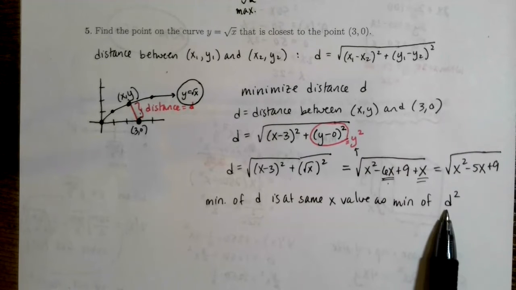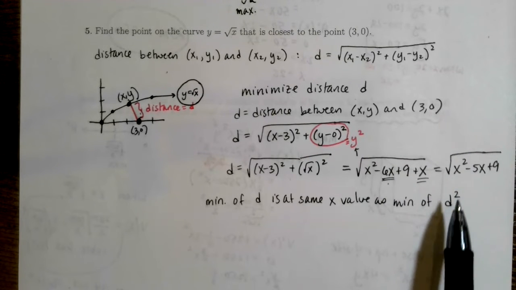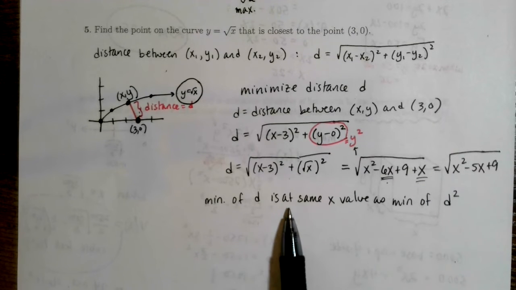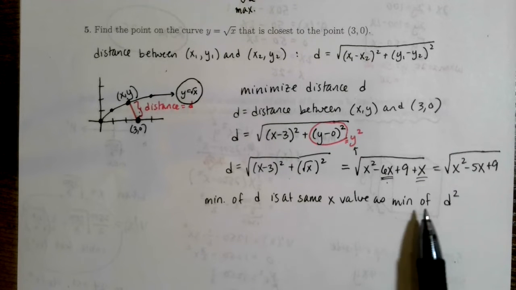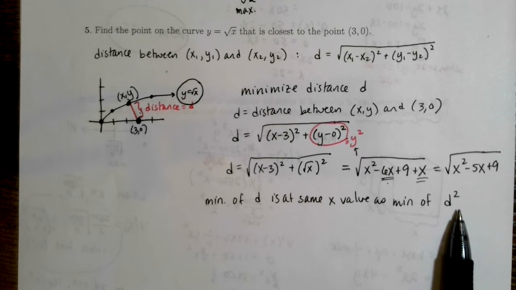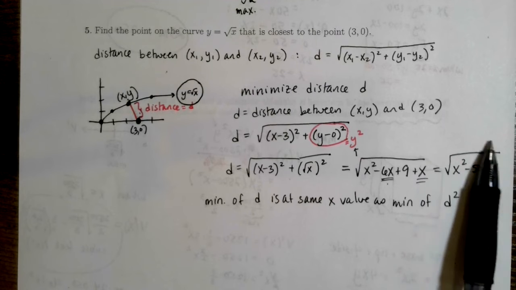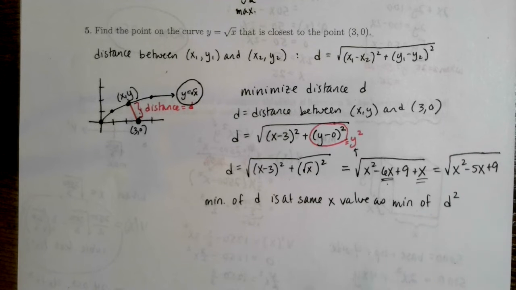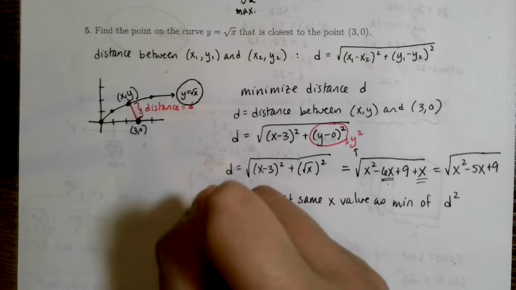So d squared is this formula just without the root, right? Because if you square it, you get rid of the root. I'm saying the minimum of this function would happen at the same x value as the minimum of this function. It's not going to be the same output value, because that square root is changing your output. But where this is minimized, this is minimized. So we're going to focus on just x squared minus 5x plus 9.